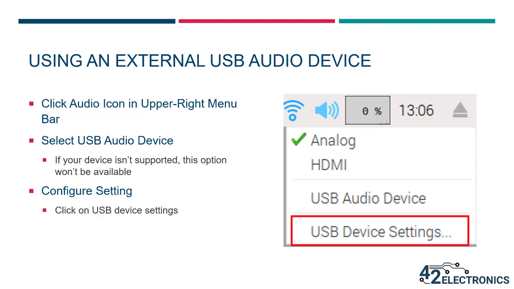If an external USB audio device is used, additional options will appear when right-clicking on the audio icon in the upper right menu bar. If your USB audio device supports audio output, then selecting USB audio device from the list will output audio using that device and not analog or HDMI. If your device does not support output audio, then this option will not be present on the list.